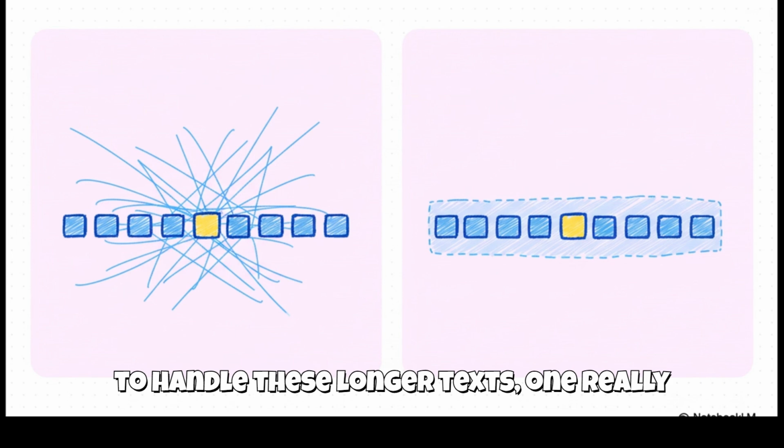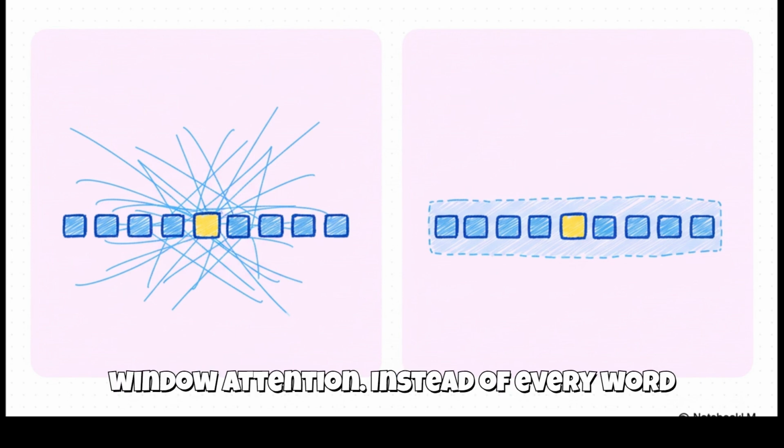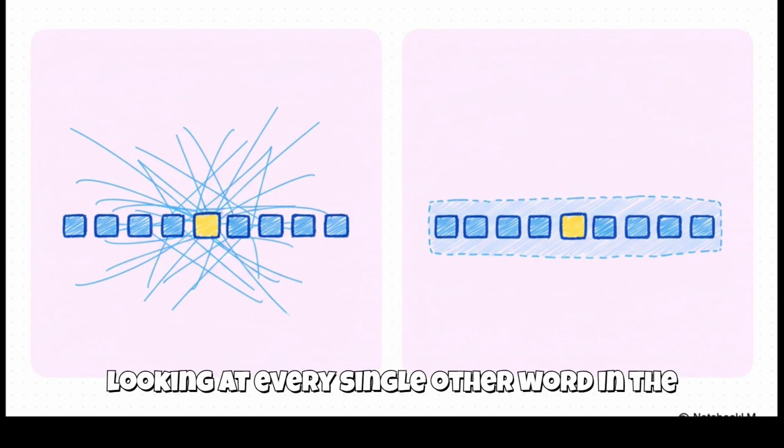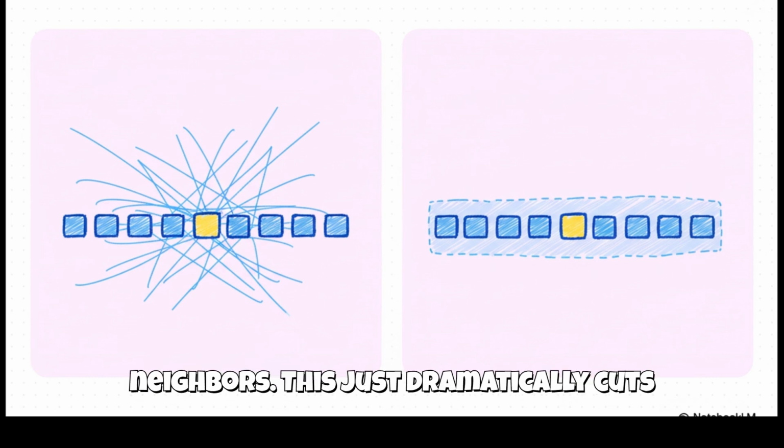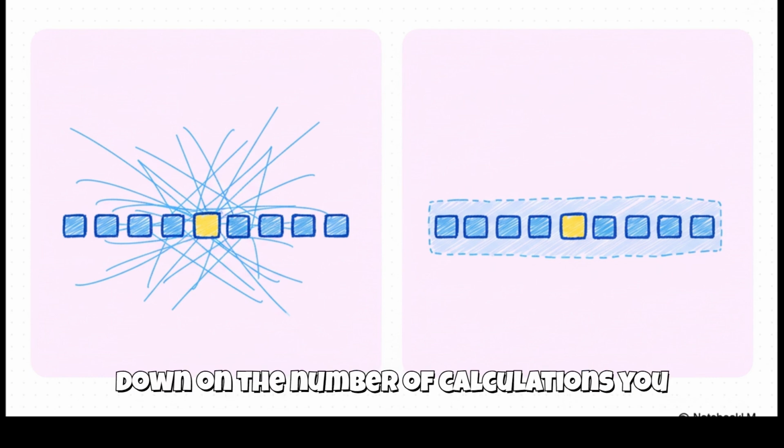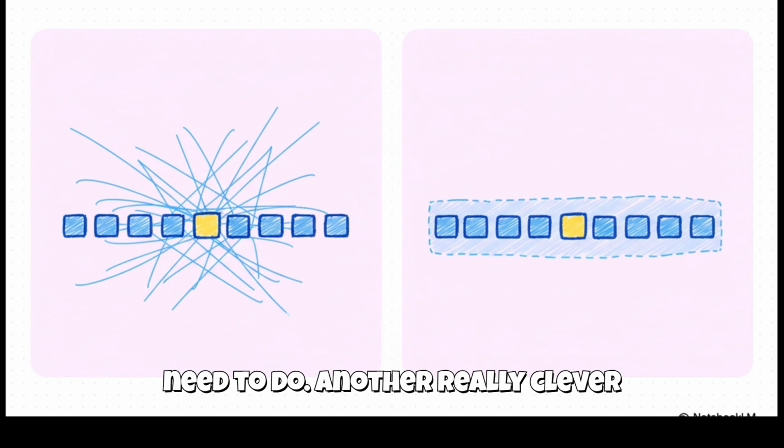So to handle these longer texts, one really popular solution is what's called sliding window attention. Instead of every word looking at every single other word in the whole document, it only pays attention to a fixed number of its immediate neighbors. This just dramatically cuts down on the number of calculations you need to do.